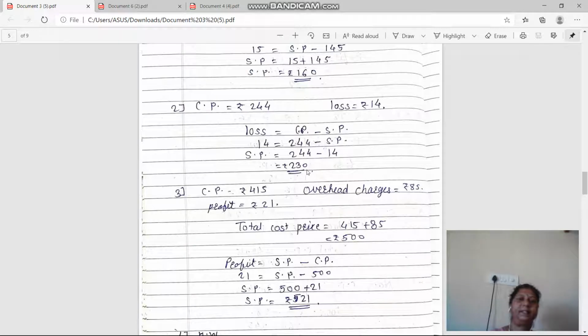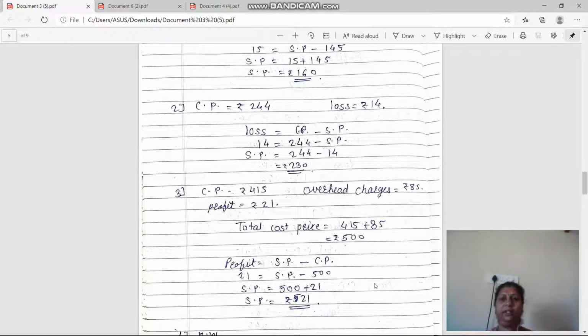Get it? Next thing. Cost price is 415 and overhead charges are 85, and the profit is 21. So once again, overhead charges are given, so we have to calculate the total cost price, that is 415 plus 85, we get 500. Now profit is 21, selling price we don't know, and cost price is 500. So what is our formula for profit? Profit is equal to selling price minus cost price. So selling price is 500 plus 21, it is 521.